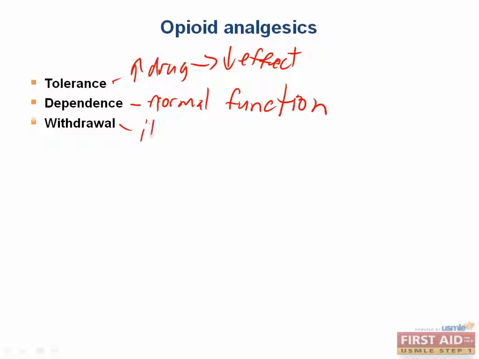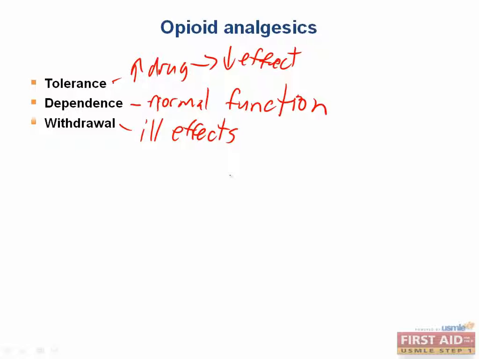Withdrawal, I'm sure you're familiar with, but you have a number of ill effects as a result of not being able to take the drug. So these things can often go together, and especially with opioids, which have a high potential to be a drug of abuse, you have to be very careful about prescribing these drugs for outpatients.